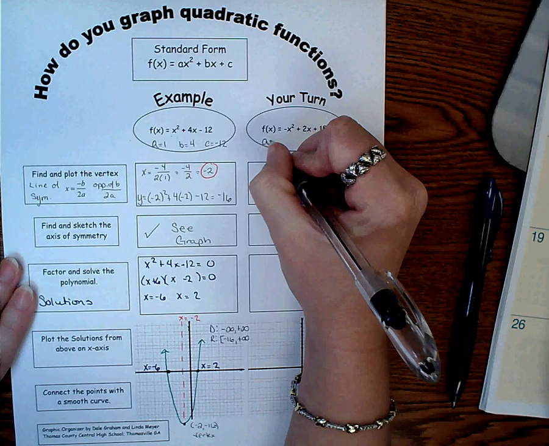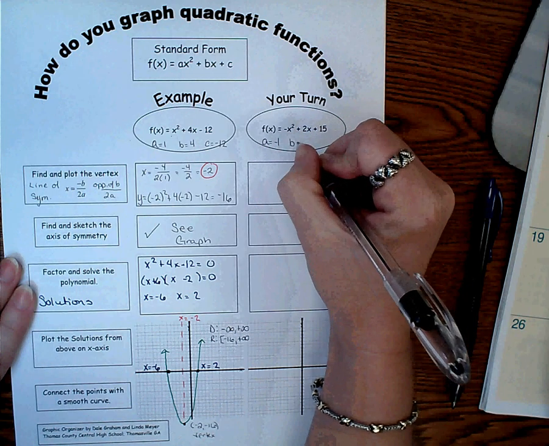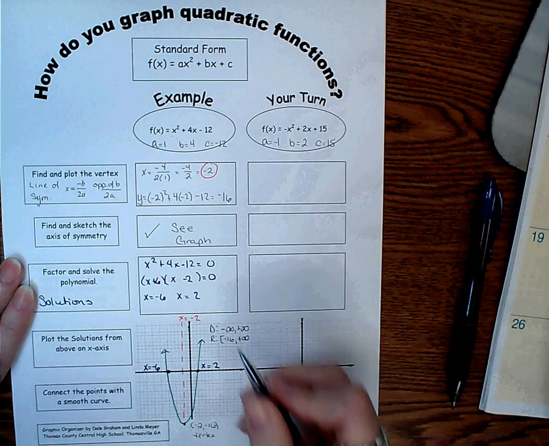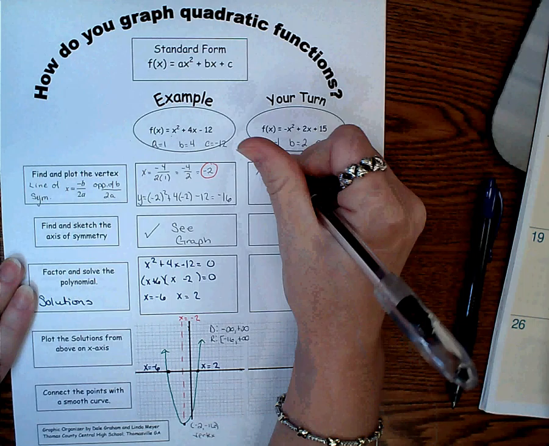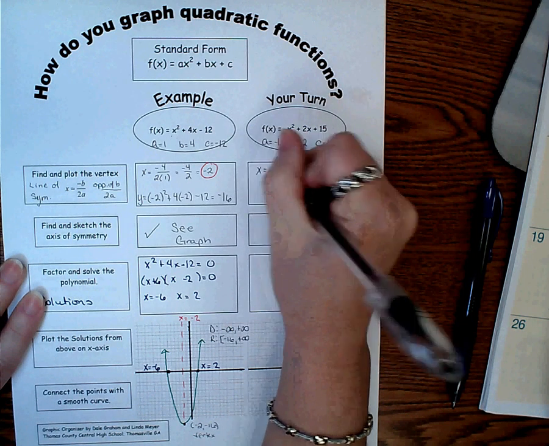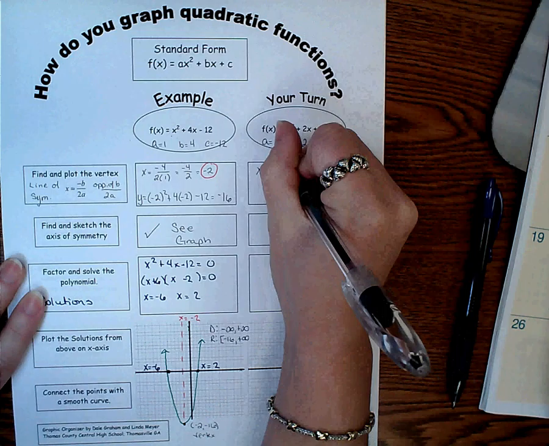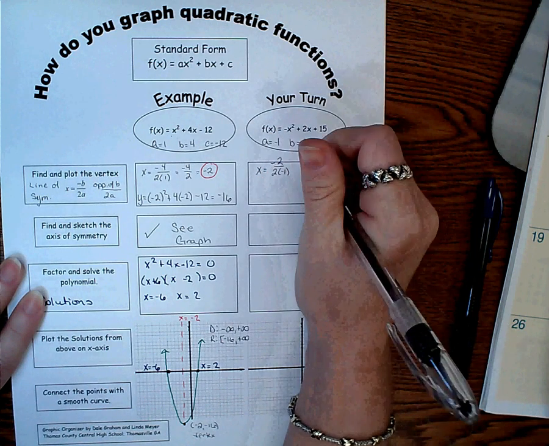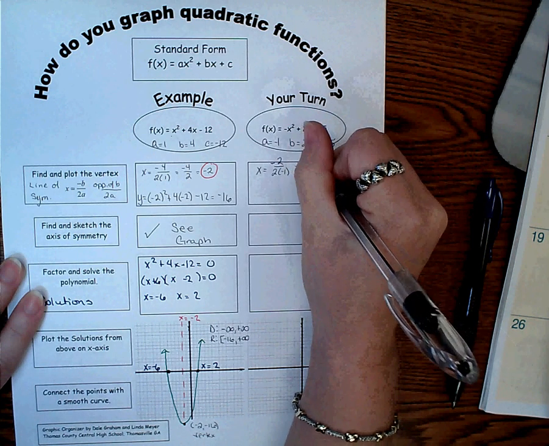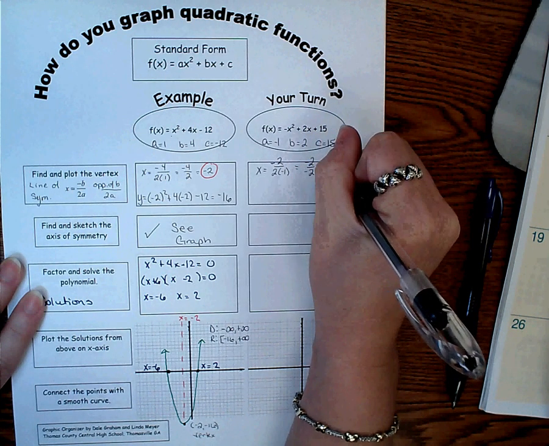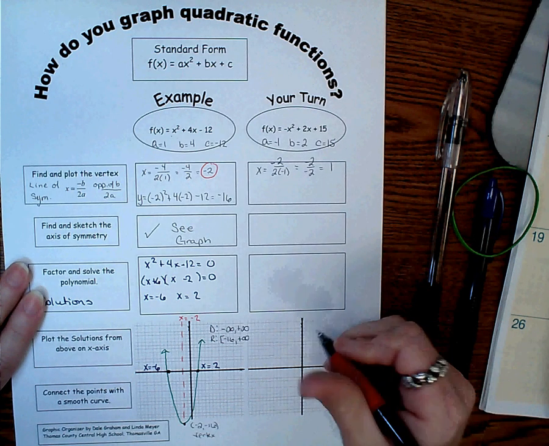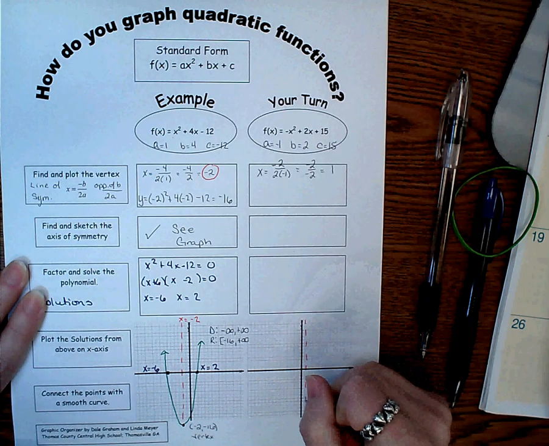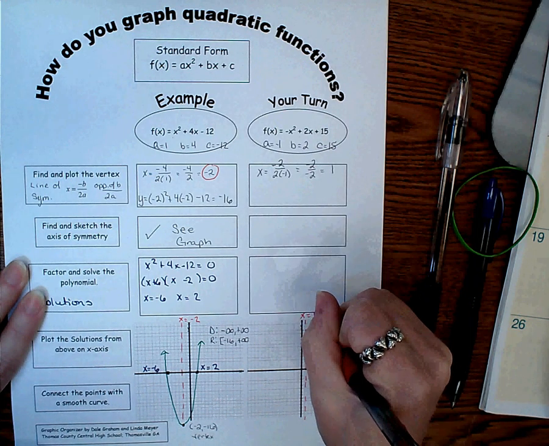Up here you have a is -1, b is 2, c is 15. So to find the line of symmetry again, I do x equals -b, which is -2, over 2 times -1, which is my a value. So this is -2 over -2, so my answer is 1. So I'm going to go to 1 on my graph and do a dotted line straight down. So x equals 1.